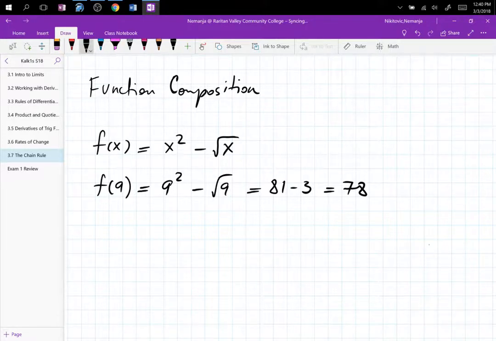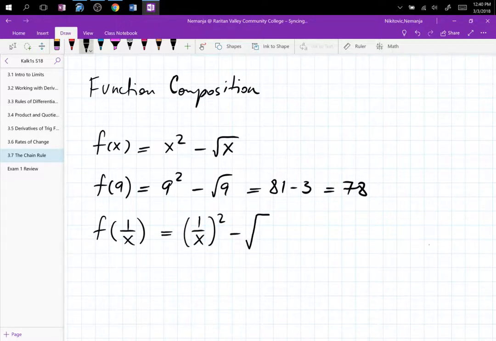But I can also replace a function inside. So I can replace it with 1 over x, for instance. So in that case, I would have 1 over x squared minus the square root of 1 over x, giving me 1 over x squared minus 1 over root x.